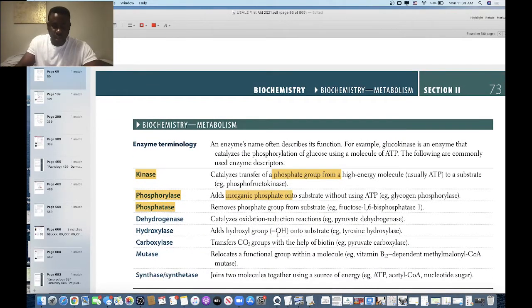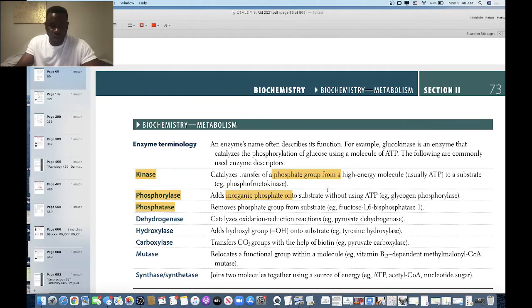So anywhere you see kinase, it means it was adding phosphate. For example, phosphofructokinase 1 is adding phosphate to the fructose, right? Phosphofructokinase 2 is adding a phosphate again. So you will see that glucokinase and hexokinase are adding phosphate to the glucose. Is that correct?